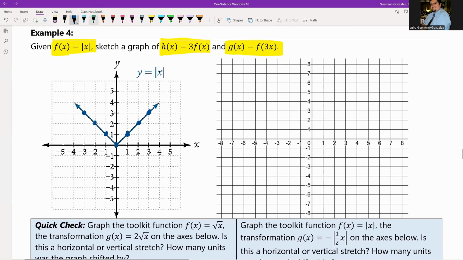To do h of x, and I'm actually going to do a color coding thing. I'm going to do this one in purple. To do h of x, I'm going to grab my y values and multiply them by 3.